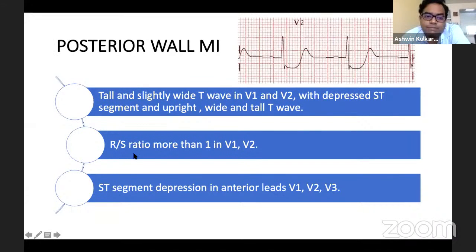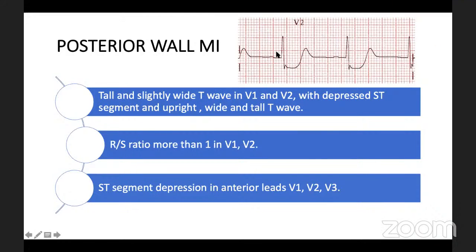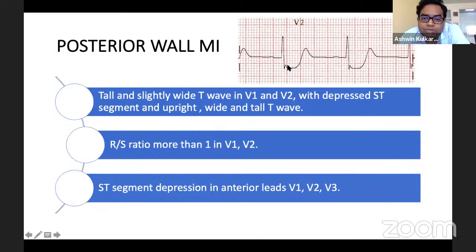For posterior wall MI, look at lead 1 and lead V1 and lead V2. In lead V1 and V2, there will be a tall, slightly broadened R wave, and there is an ST segment depression, and there is an upright T wave. So once again, tall and slightly wide R wave, ST depression, and an upright T wave. This R by S ratio is more than 1. So you can see here, R wave is longer than the S wave.